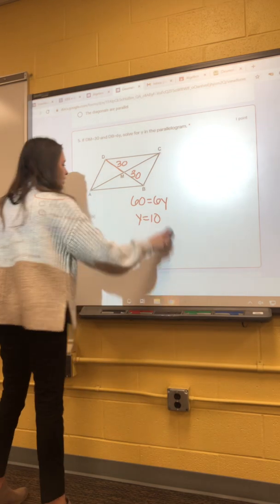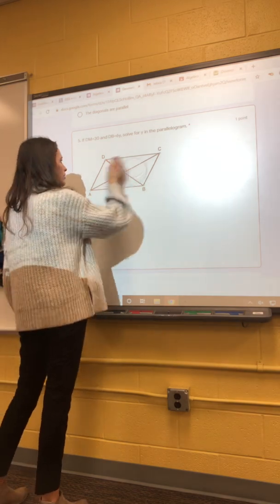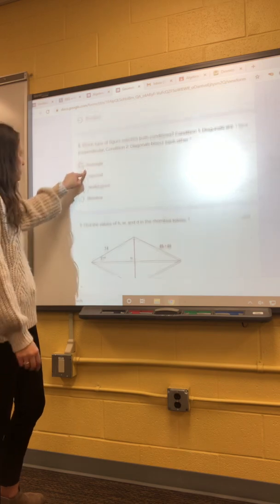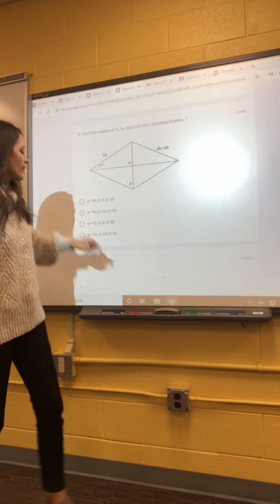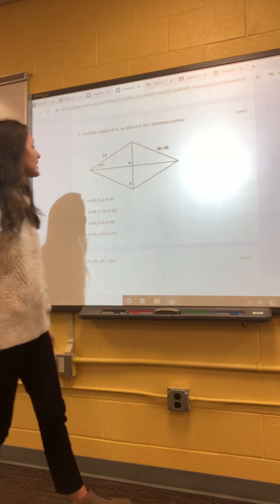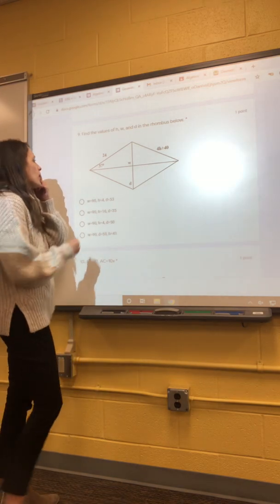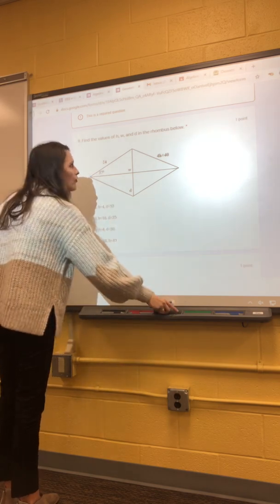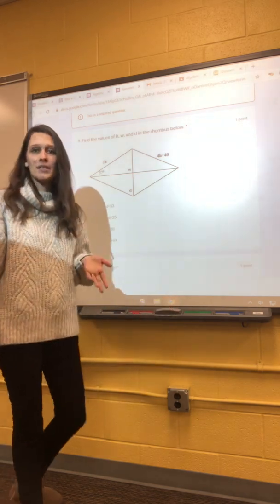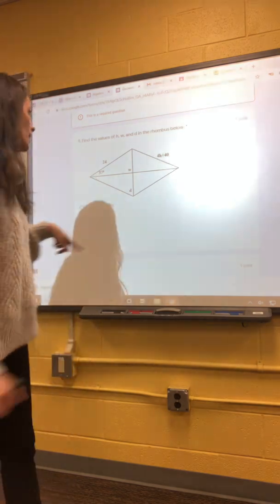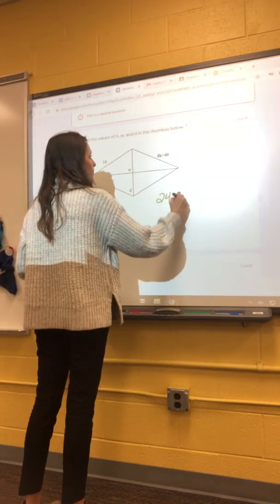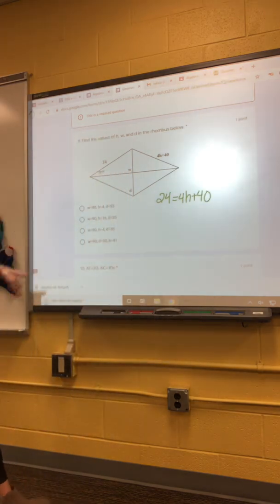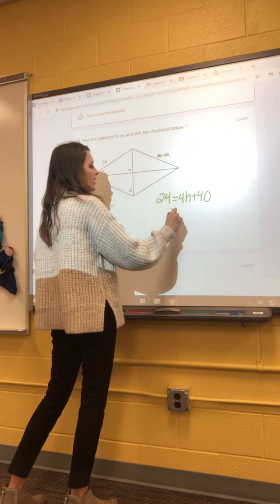And the last one I wanted to go over with you is number 9. Okay, find the values of H, W, and D in the rhombus below. So, whoopsies. 24 and 4H plus 40 are on the sides of the rhombus. The sides of a rhombus are all the same. So you're going to set equal 24 and 4H plus 40. So 24 equals 4H plus 40. And when you solve for H, you get H equals 4.